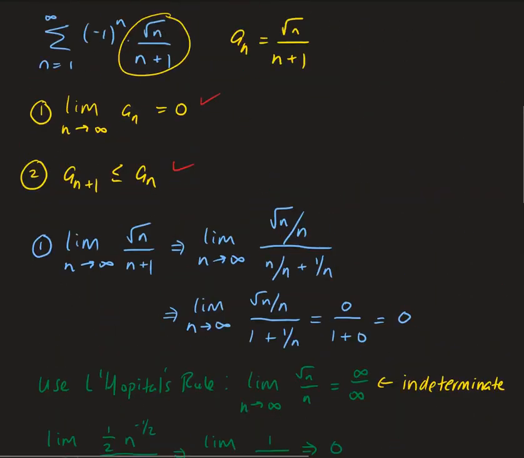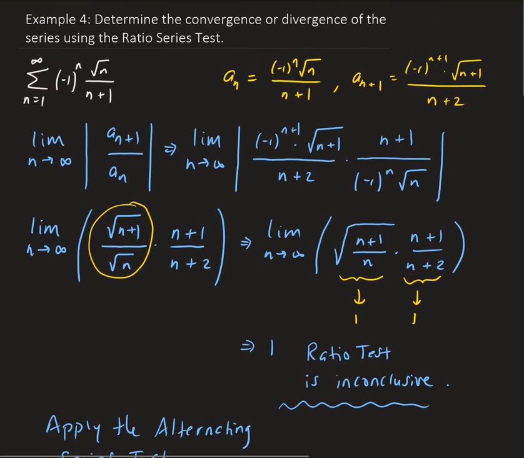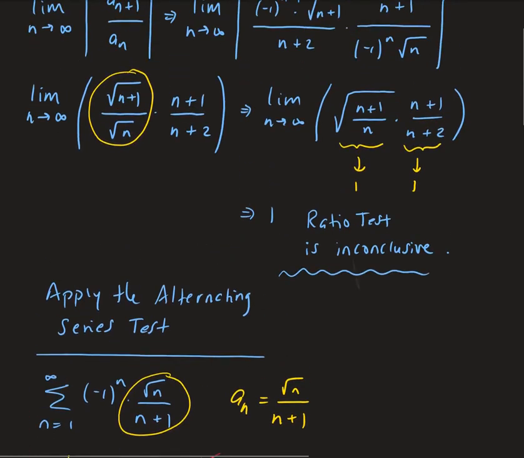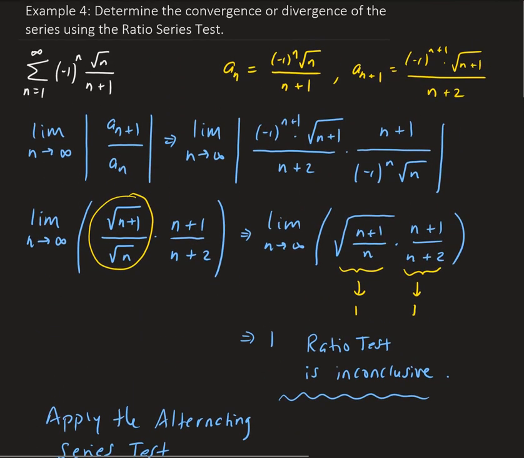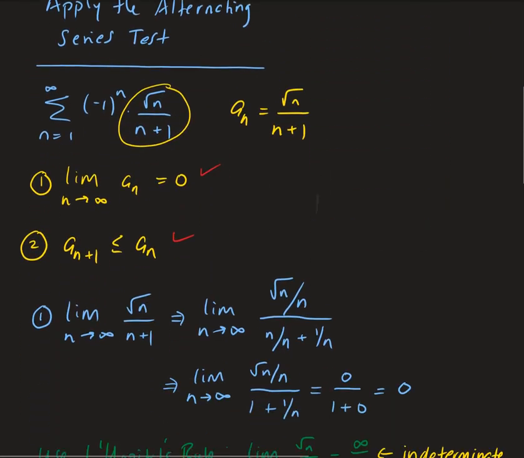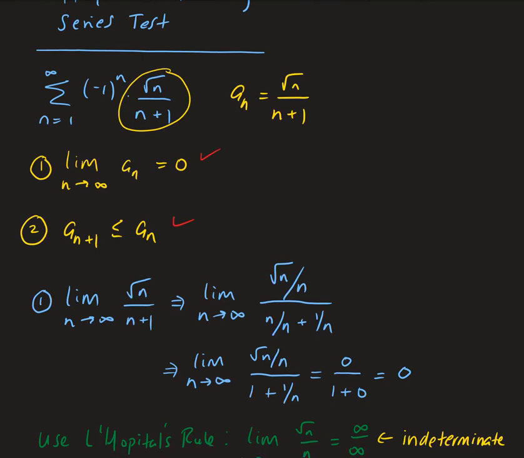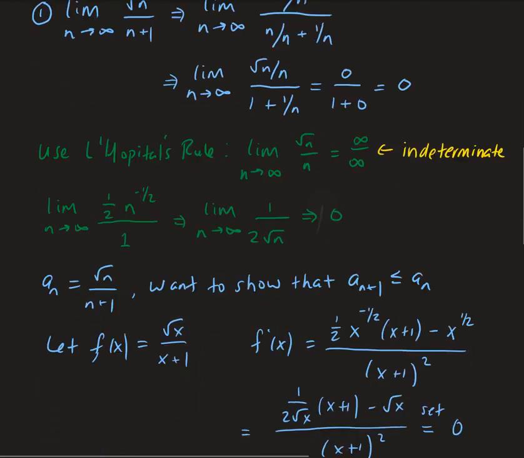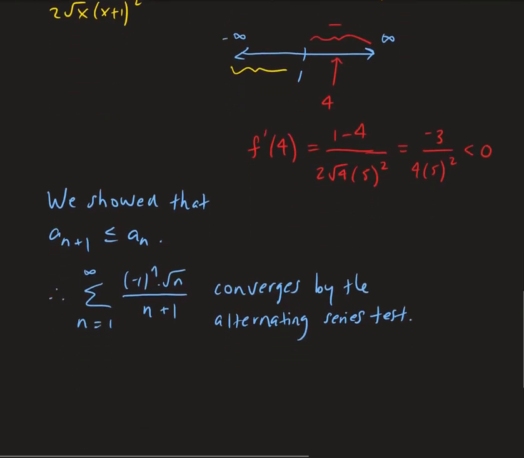So going back, we were unable to use the ratio test because the limit of the nth plus 1 term over the nth term was 1. So we have to use an alternate test. Because we had minus 1 to the n, that says we have an alternating series here. So we apply the alternating series test. Both conditions were met. Therefore, this series converges.